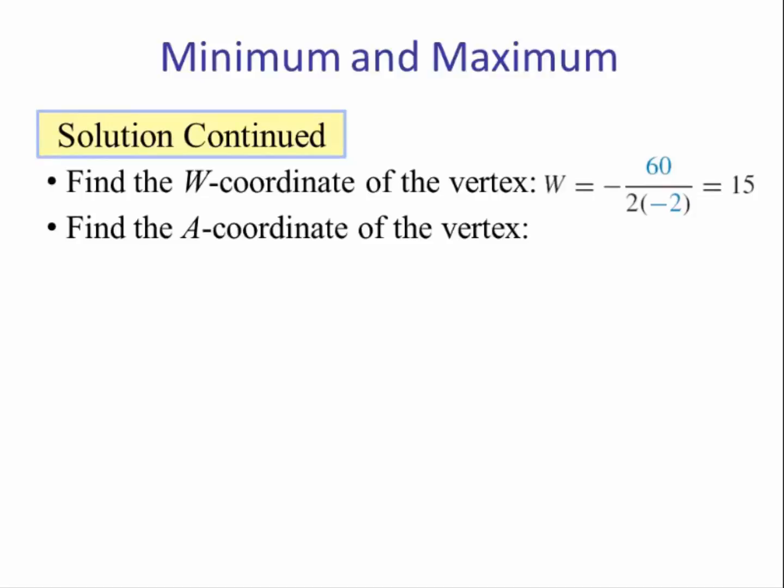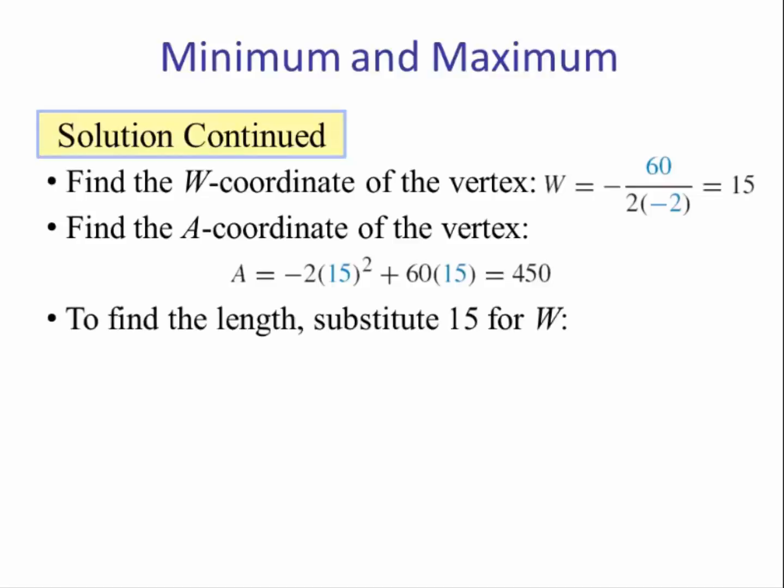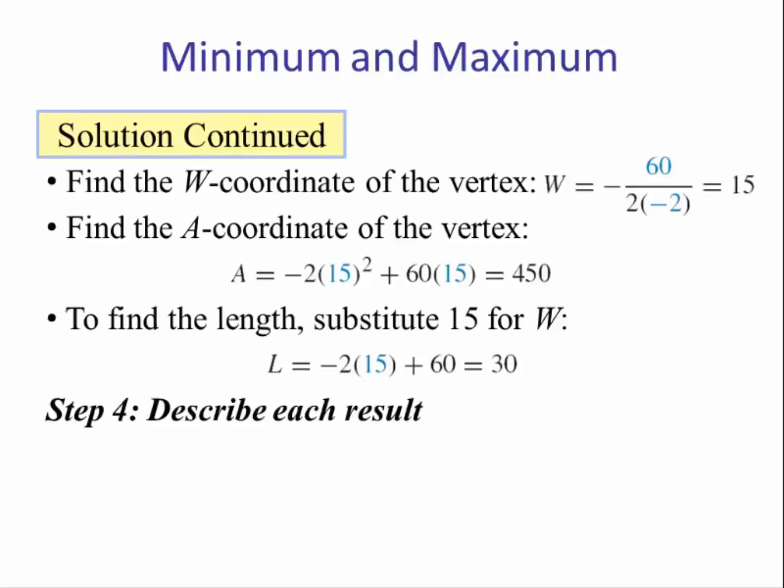To find the A coordinate of the vertex, we substitute 15 back into our quadratic. We have negative 2 times 15 squared plus 60 times 15, and this gives us an output of 450. This is the area. To find the length, we substitute 15 for W. So if you recall, L is negative 2W plus 60. So this will become negative 2 times 15 plus 60, which gives us 30.